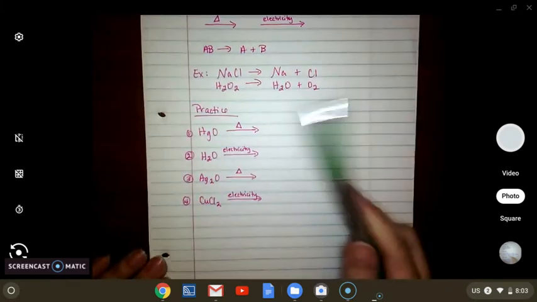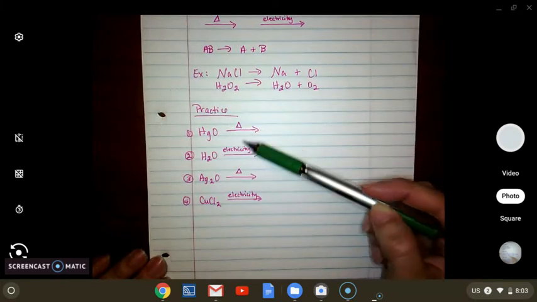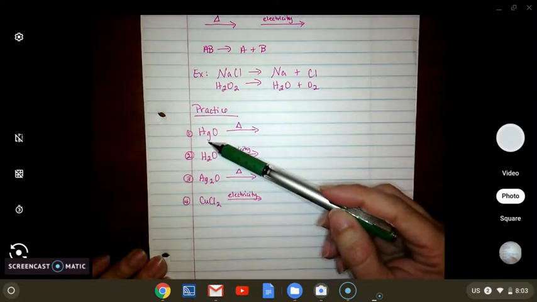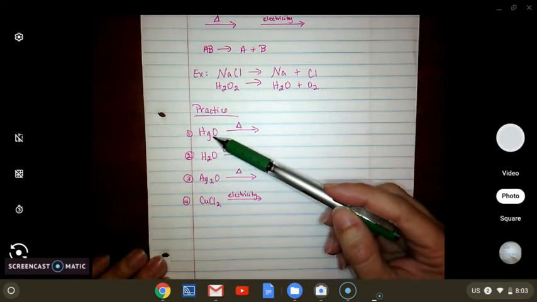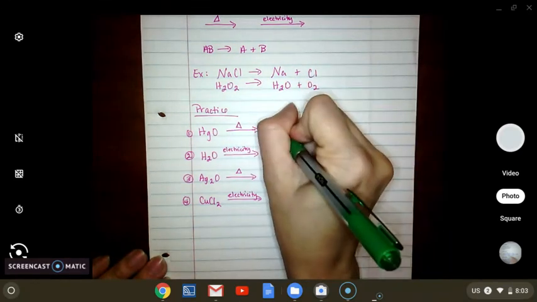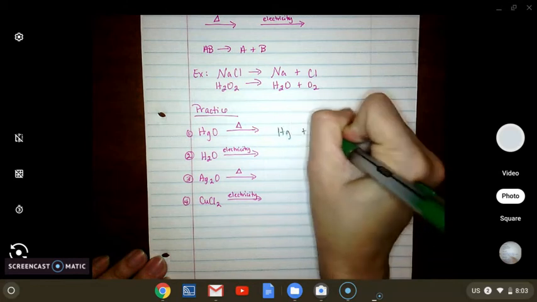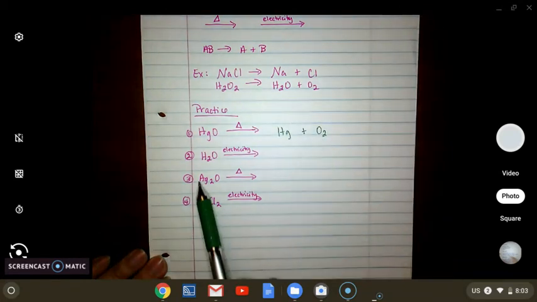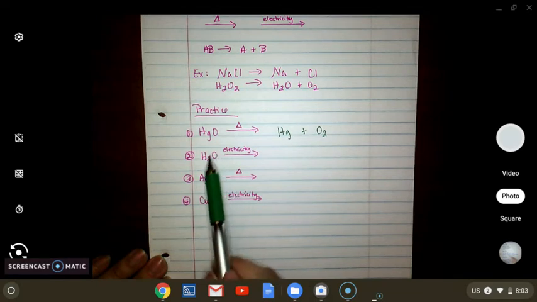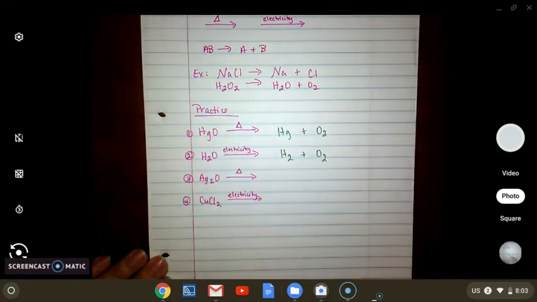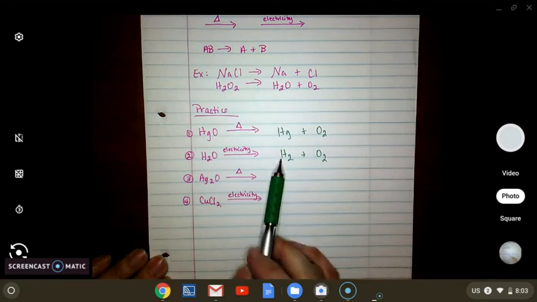So with practice, all of these are being broken down by either heat or electricity. So you have mercury 2 oxide. Remember, mercury 2 doesn't have a number behind it. So whenever I break it down, I'm just breaking it down into mercury and oxygen. Remember, oxygen's diatomic, so it has a 2. Water is just broken down into hydrogen and oxygen, diatomic elements.